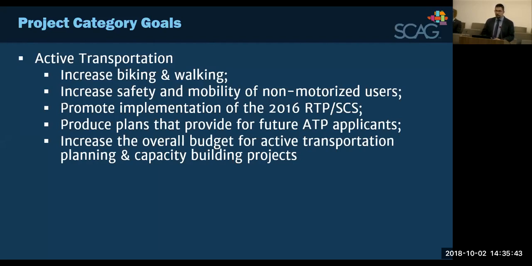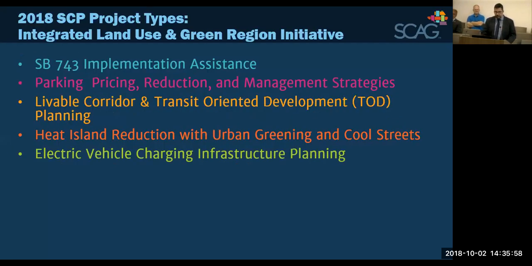So again, as you can see in both major categories, one of the major goals is teeing up cities for implementation funds further on down the line through either greenhouse gas reduction funds or ATP in that case, or other state funding sources. So the SCP project types for the Integrated Land Use and Green Region Initiative, I'm going to just name them off here and then we'll go through them slide by slide. SB 743 implementation assistance, various parking strategies, livable corridor and TOD planning, heat island reduction with urban greening and cool streets, and EV charging infrastructure planning.